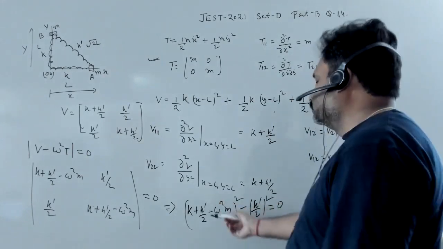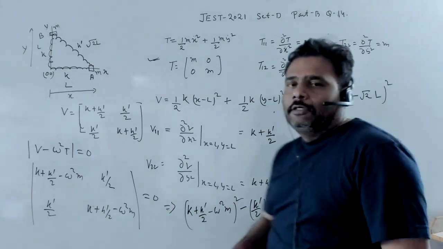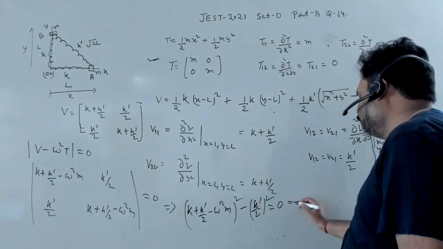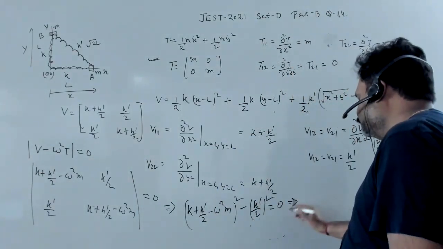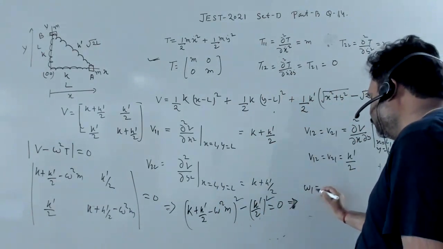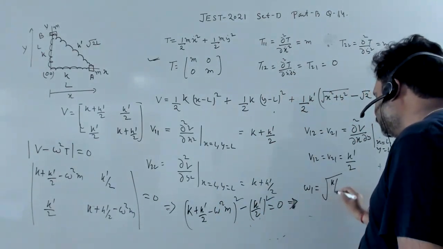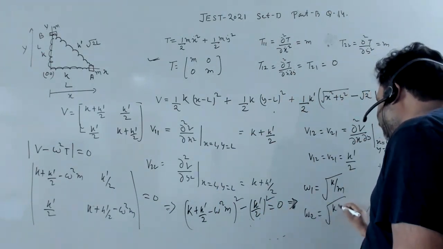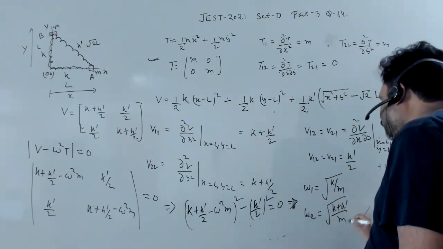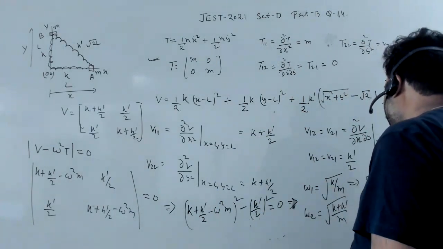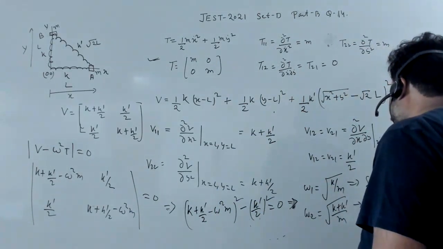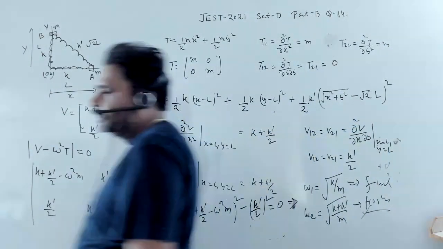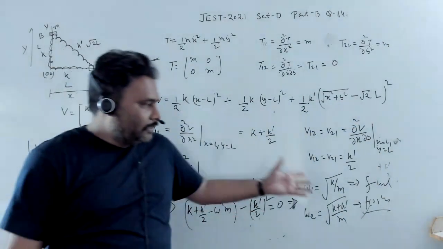We can use the concept of A square minus B square is equal to A plus B into A minus B. So from here, we can find the value of omega, and omega 1 is nothing but root of k upon M, and omega 2 is nothing but root of k plus k dash upon M. And this is my fundamental frequency, and this is my first overtone. So there are two normal frequencies, one is fundamental and the second is first overtone.